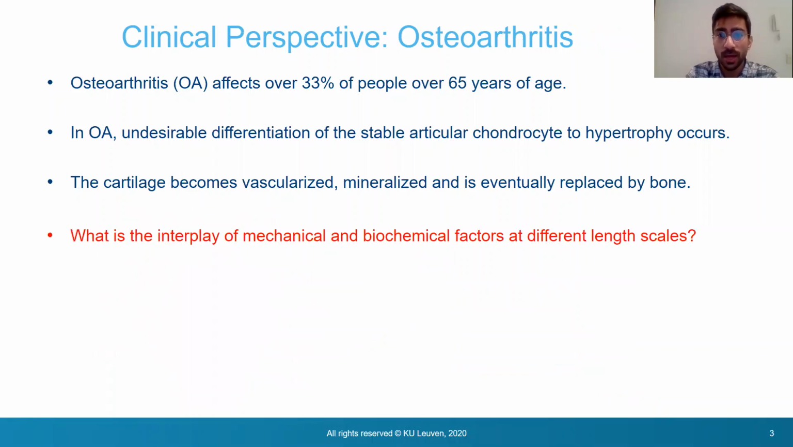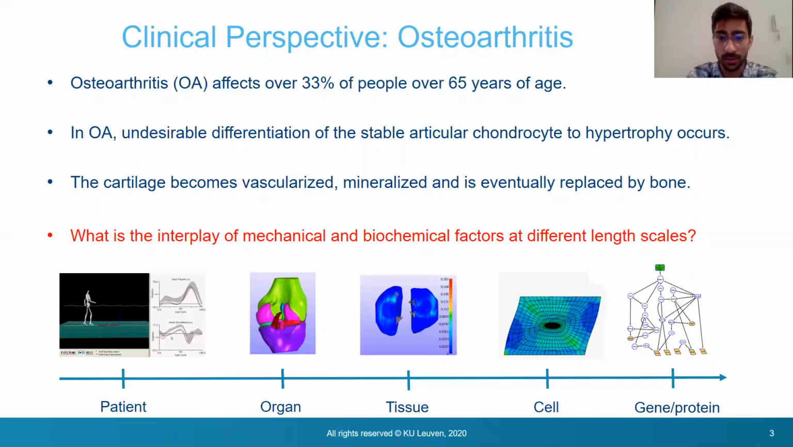Now, if we are to study the onset and progression of osteoarthritis, we need to know what is the interplay of mechanical and biochemical factors that are happening at different length scales in the articular cartilage. And this can be done by using multiscale models.